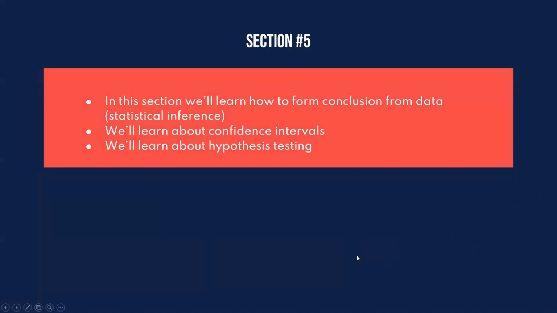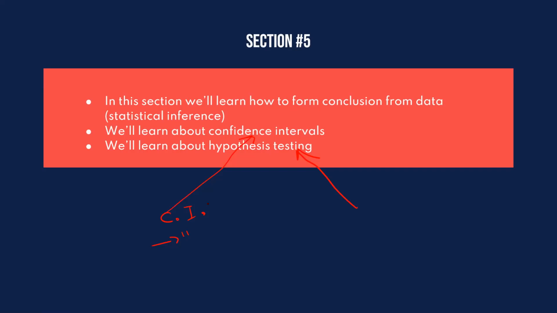In the final section, section 5, we'll learn how to form conclusions from data. There are two main topics: confidence intervals and hypothesis testing. You've all seen confidence intervals before. I never want to talk politics in this course, but has anybody paid attention to any of the political polls in the news?